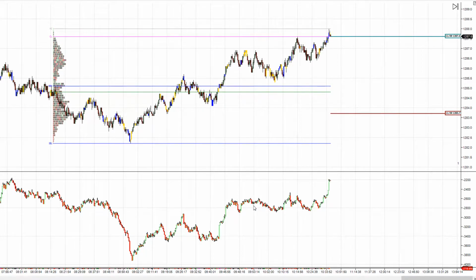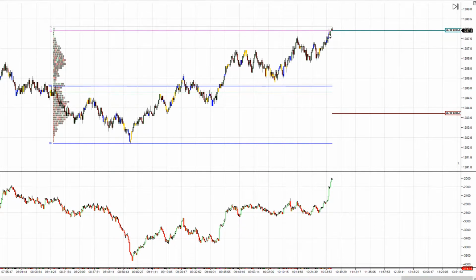So if I come over here, here's another great example. We just had a huge spike in market orders to buy, and yet look what prices are doing. They just halted. They're stopping.